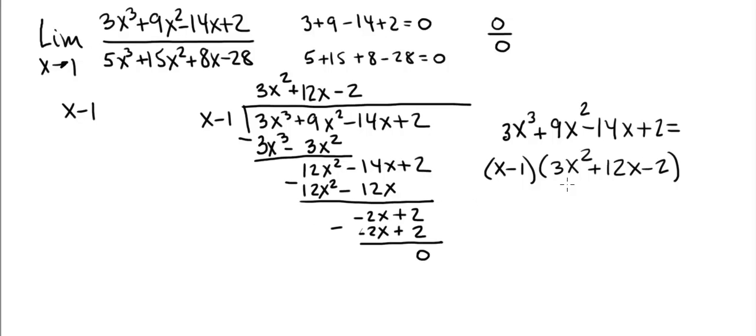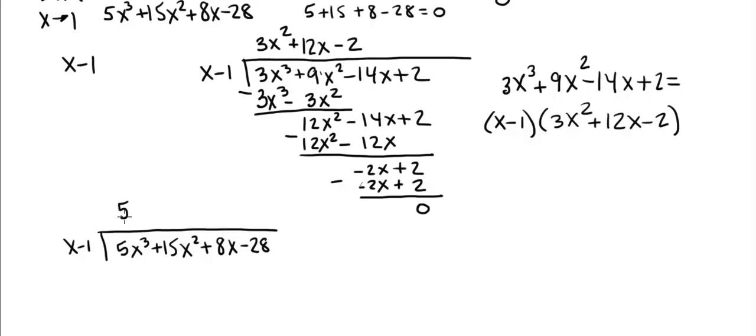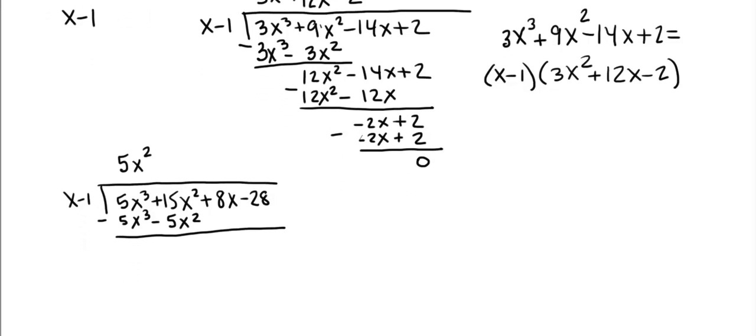We are going to do exactly the same thing now for the polynomial in the denominator. We're going to take x minus 1, put it over here, and the polynomial from the denominator, 5x cubed plus 15x squared plus 8x minus 28 over here. We're going to need 5x squared to reach 5x cubed, so that's 5x cubed minus 5x squared. Subtract. Be careful when you're subtracting, because you may end up with a minus when you should have a plus and vice versa. Just keep track of that.